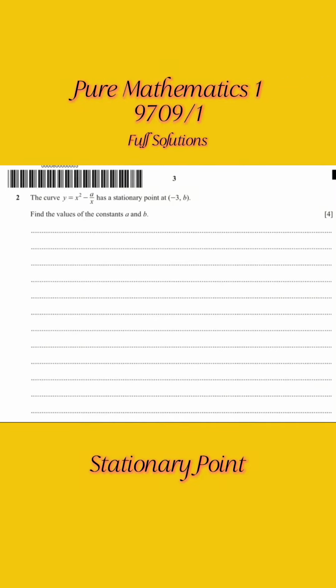The curve y equals x squared minus a over x has a stationary point at (-3, b). Stationary points means that the derivative is equal to 0, because that's where it turns. It balances out. For example, this is called the stationary point, where the gradient of the tangent at that point is equal to 0. So how do we figure this out?